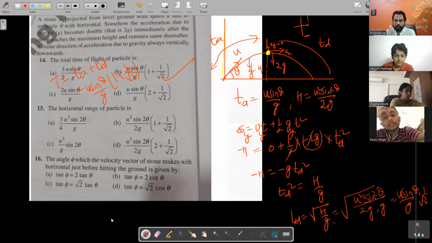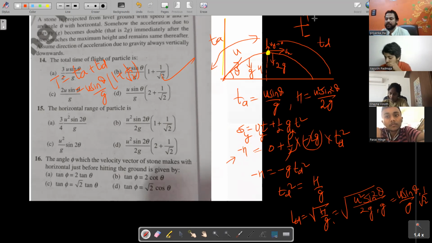You have one mindset, it is just a displacement. It is never negative. Sorry? You have written minus h. Why minus? Yes, because we have taken upside as positive, downside as negative. So downside, displacement is a vector quantity. You have to take it with sign, na?